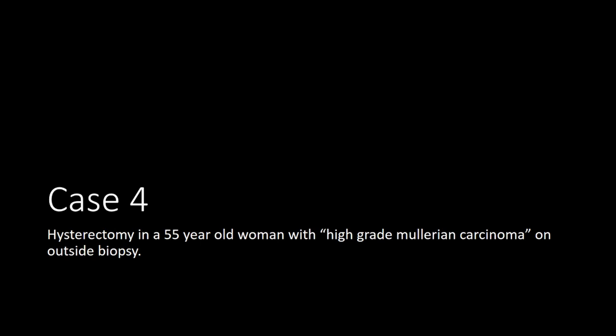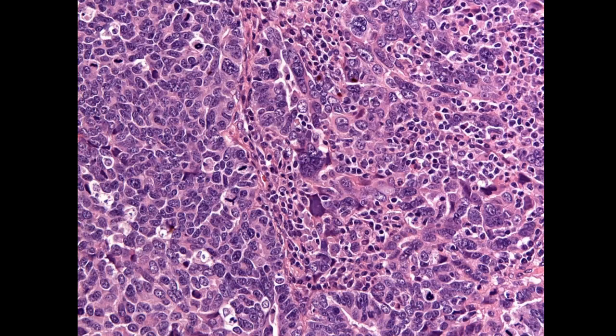Now it's going to start to get real for a little bit. This is a hysterectomy on a 55-year-old patient. The previous pathologist, which was me, called it high-grade Mullerian carcinoma on review of the outside material. And you're going to see why in a minute, because there's the tumor. You look at this tumor and say, well, gee, this could be pretty much anything. And I think that's the problem.